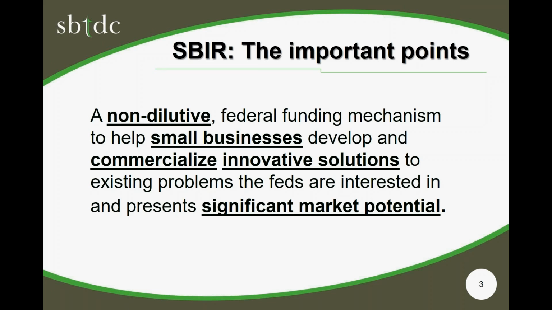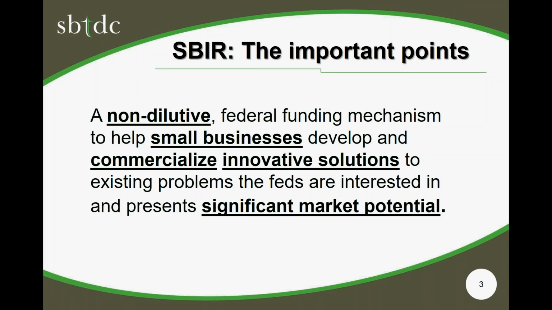So let's start off by talking a little bit about what in general the SBIR program is. As stated by the Small Business Administration, which oversees the program, it is a non-dilutive federal funding mechanism to help small businesses develop and commercialize innovative solutions to existing problems that the federal government is interested in, and those problems present a significant market potential. So the underlined and bolded words are the key takeaways about this program, and they're really the unique aspects of it compared to many other funding mechanisms that exist from the federal government.